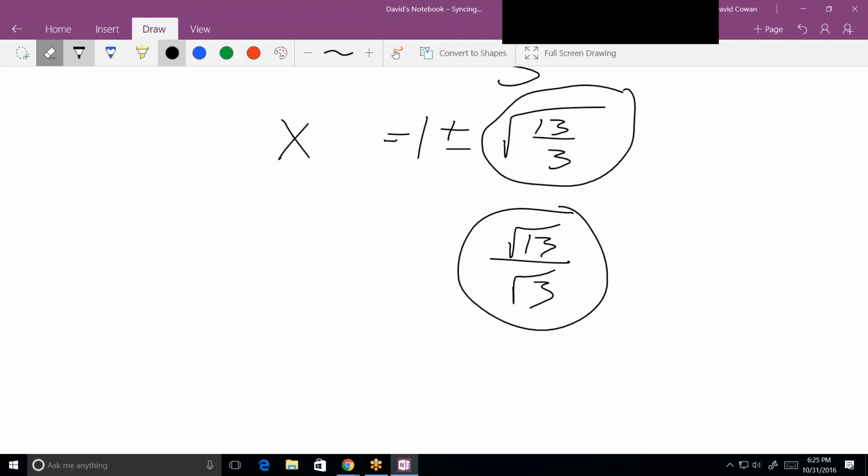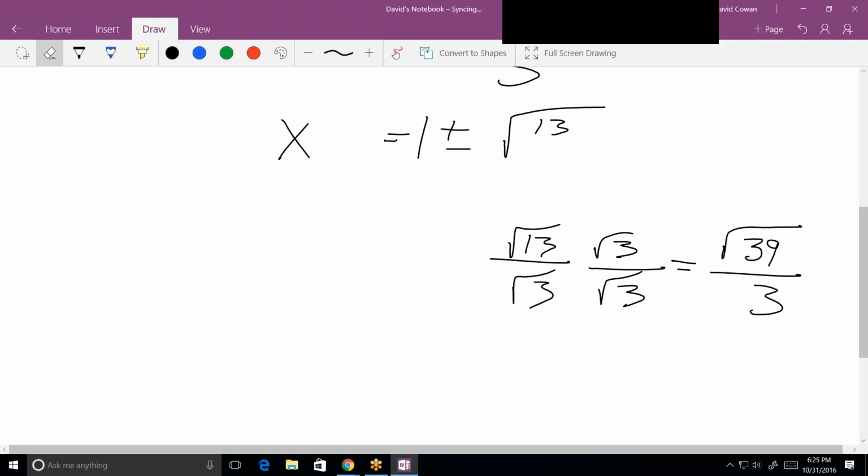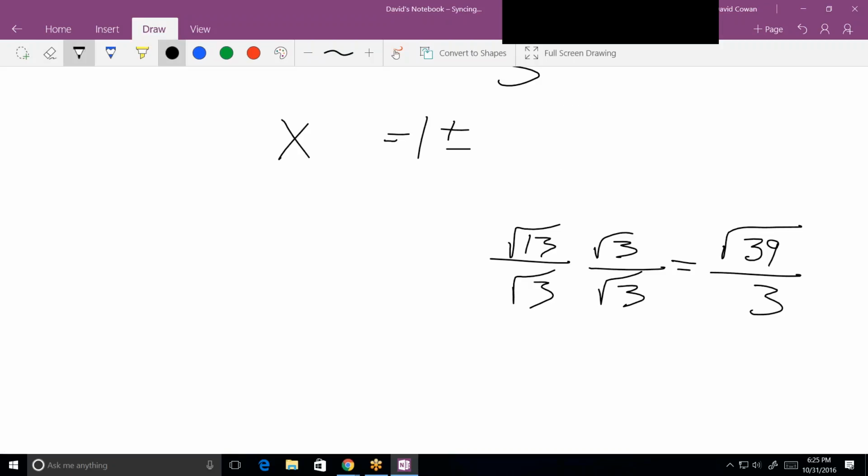Okay? You always want to try to have rational denominators. So we have to rationalize that. How do we rationalize it? Multiply it by the denominator? Multiply top and bottom by the denominator. I can't multiply just the denominator by root 3. That changes the value of that fraction. But if I multiply top and bottom, I end up with square root of 39 in top, and then the bottom is 3. Okay. And now I have a rational denominator. So that's the answer I want to put up here. So plus or minus the square root of 39 over 3?